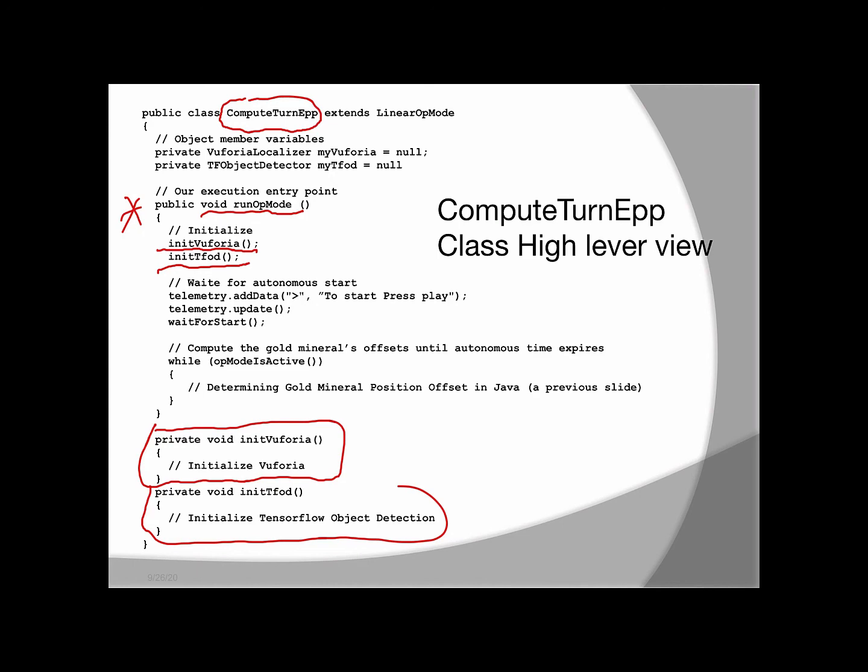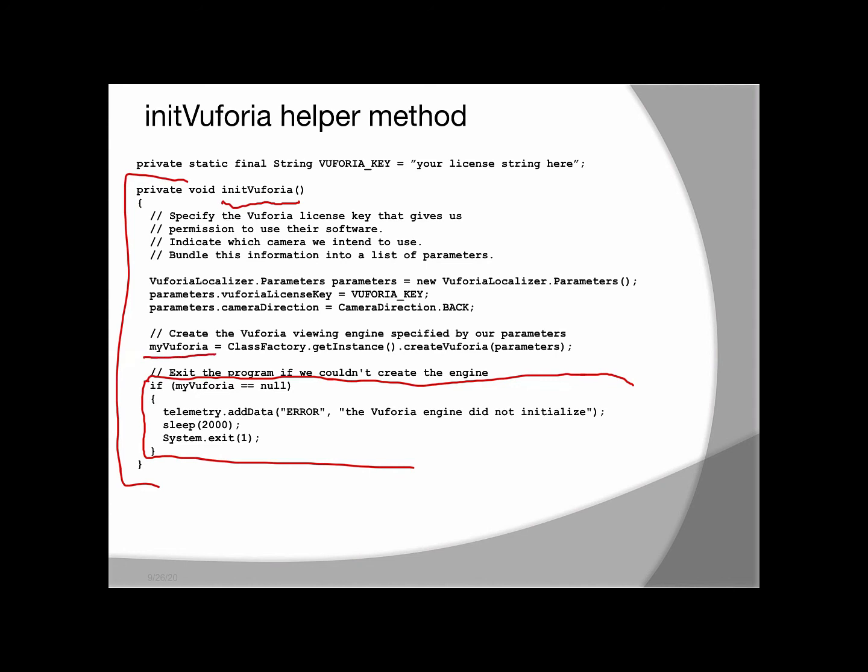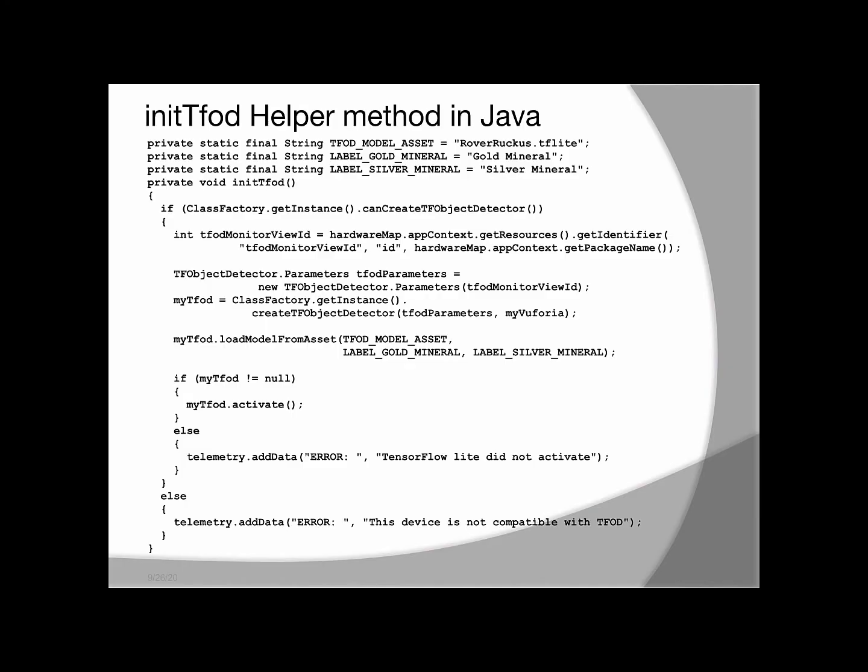Let's just take a quick look at what some of this looks like. This is the helper function for init Vuforia. You've seen this code before. I do want to make sure that you take a look at this error check. This is just checking to see that when the Vuforia engine was created right over here, it actually did create it properly. And if it didn't, it's going to exit the program.